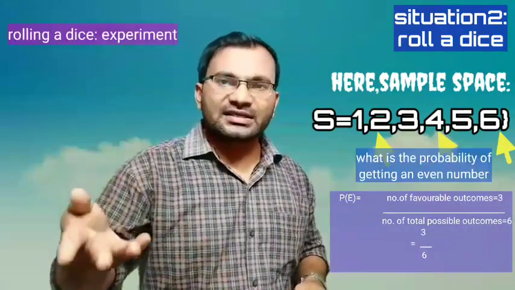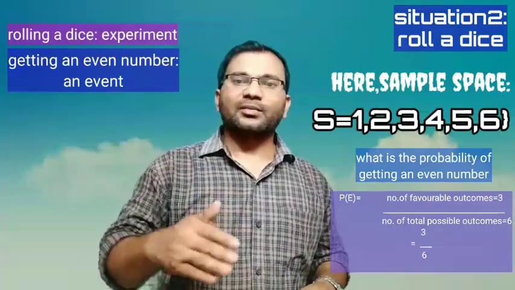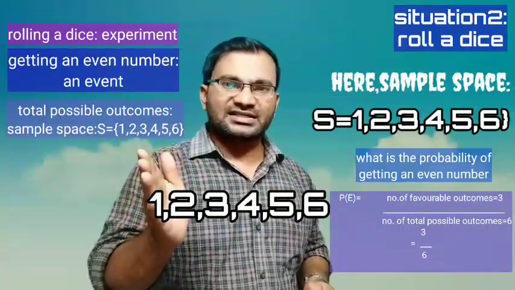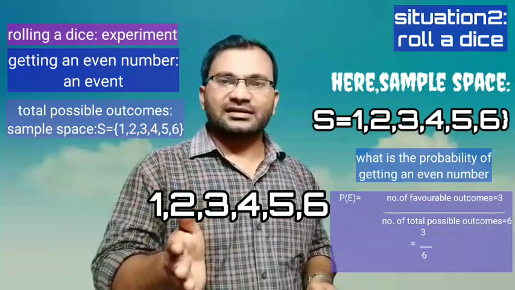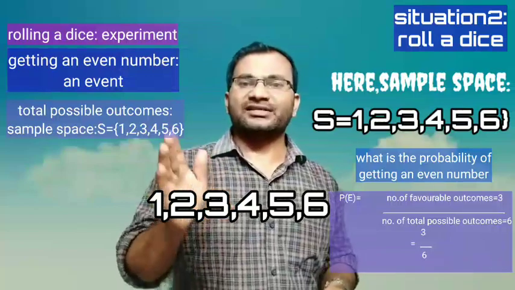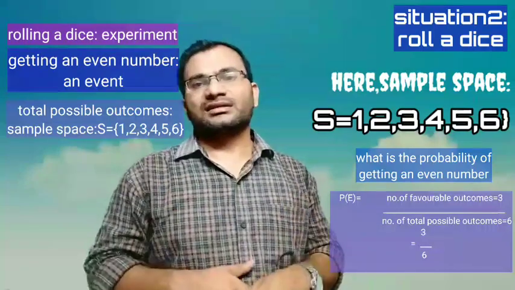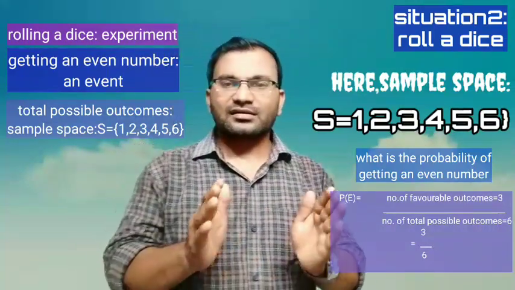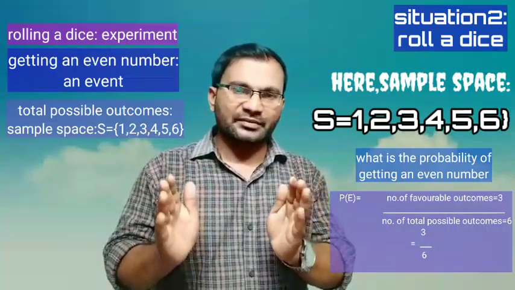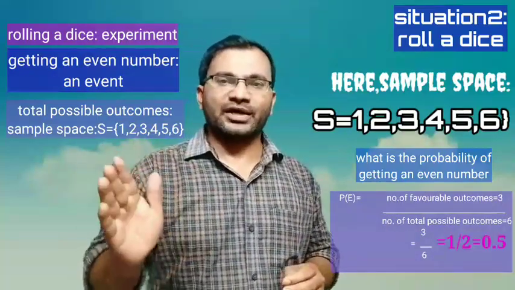The new words are experiment. Here, rolling a dice is an experiment. Getting an even number is an event. The total possible outcomes, 1, 2, 3, 4, 5, 6, consist of these numbers as elements. The set is known as the sample space. So we can write S equals the set {1, 2, 3, 4, 5, 6} is the sample space of this experiment. Getting an even number is an event. The probability is P(even number) equals 3 by 6. Yes, exactly 1 by 2, 0.5 or 50%.